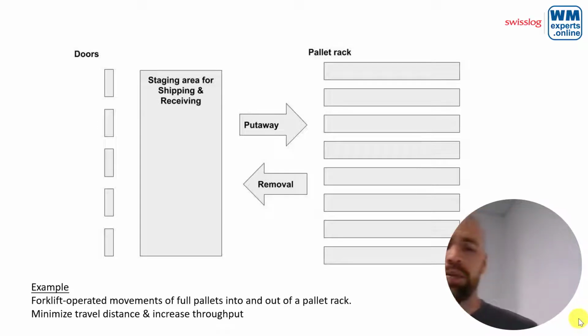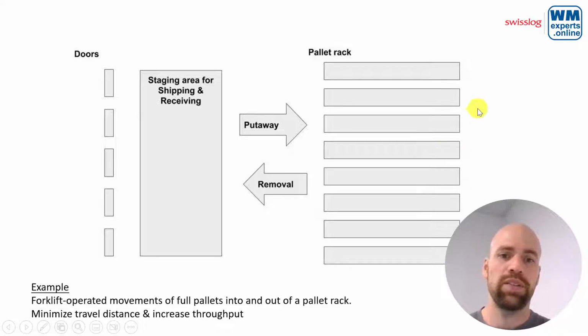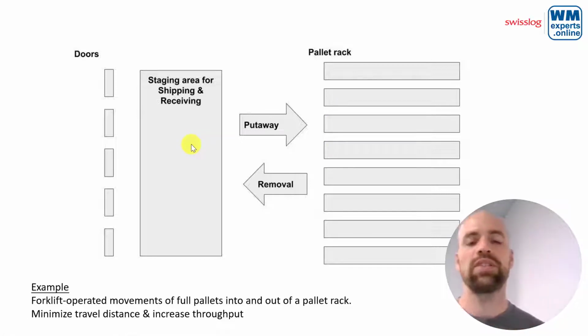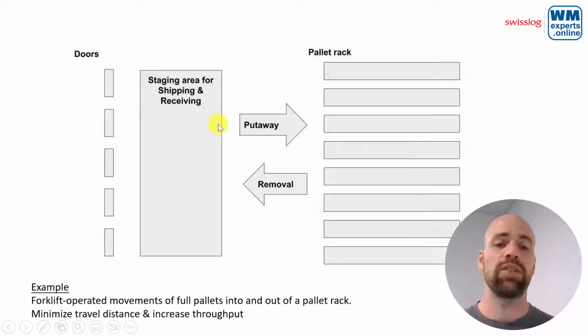So let us take one practical example to explain the manual approach again. We have a warehouse, and we have a staging area for shipping and receiving, and we have a pallet rack. And you just assume that you have forklifts operating here, doing the put away and the removal. And in a simple non-interleaving environment, you would have, let's say, one forklift driver doing the whole put away, so taking pallets from here and putting them away here, and then just going back, grabbing the next pallet, putting away the next pallet, taking the next one again and again.